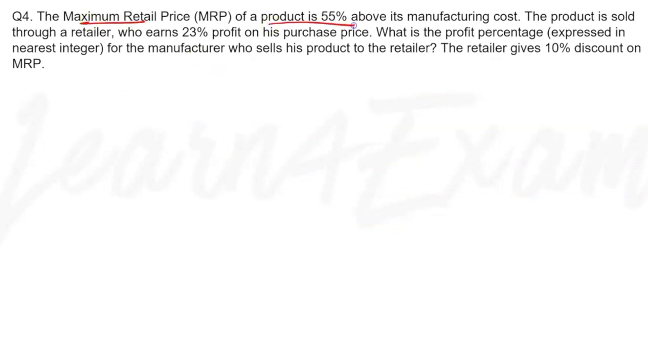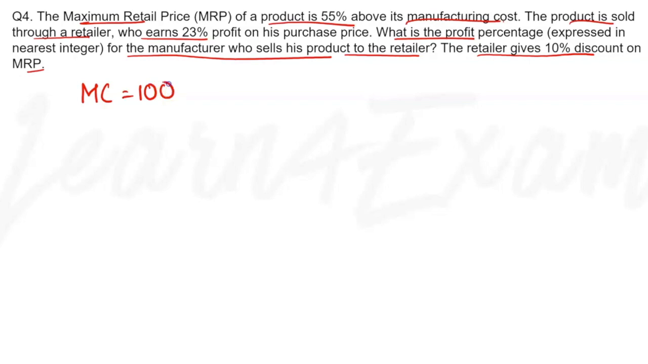The MRP of a product is 55% above its manufacturing cost. The product is sold through a retailer who earns 23% profit on its purchase price. What is the profit percentage, expressed in nearest integer, for the manufacturer who sells its product to the retailer? The retailer gives a 10% discount on the MRP. Okay, fine. So consider that the manufacturing cost of this item is equal to rupees 100, right? Then the MRP, maximum retail price, would be 155, because I have a markup of 55%, right?